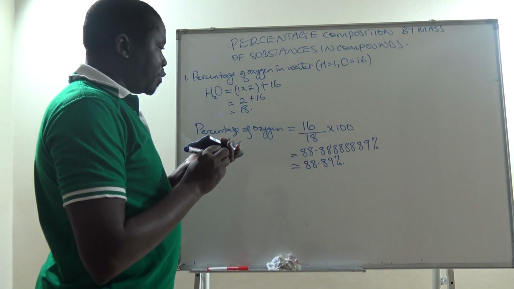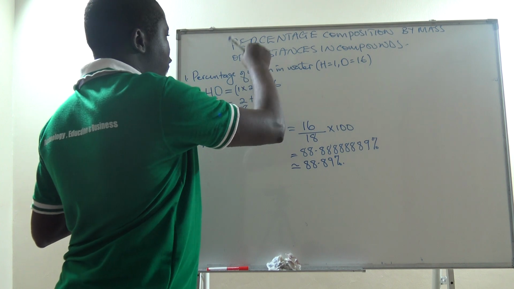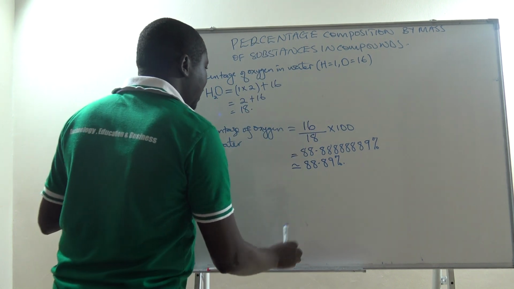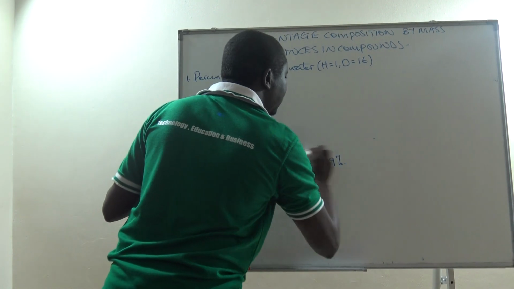That's the percentage composition by mass of oxygen. We have dealt with the mass of oxygen. So this is how we have done it. Let us look at another example.